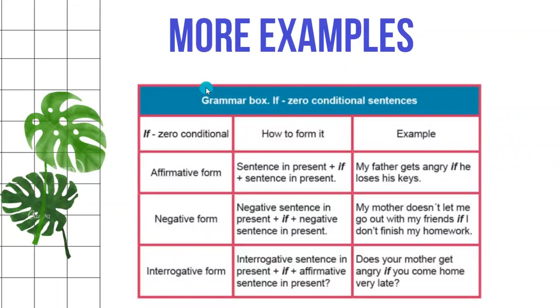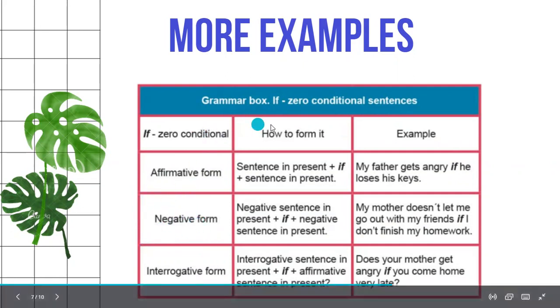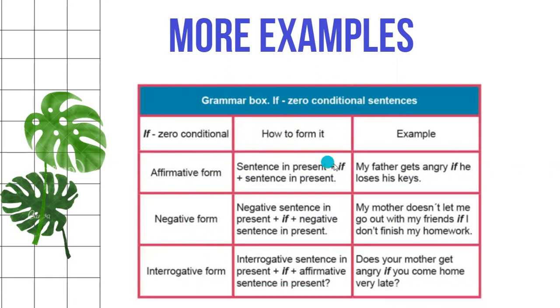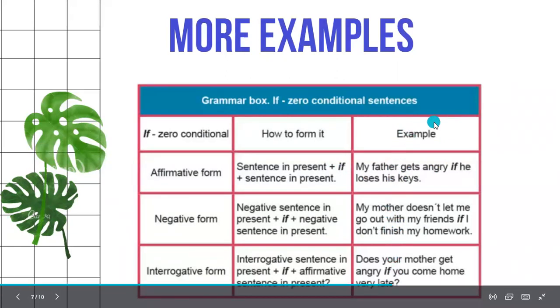Here we have a grammar box. We have the if zero conditional, how to form it, and an example. And we can have these sentences in affirmative form, in negative form, or in interrogative form. How are we going to form these sentences? We have here examples, which are a bit easier to understand.